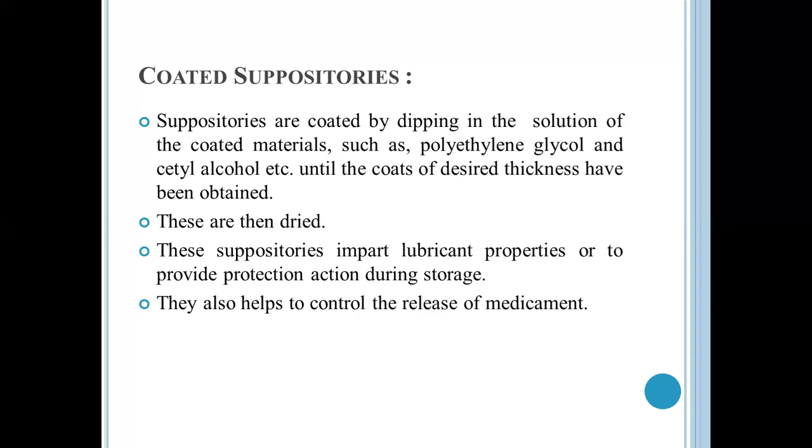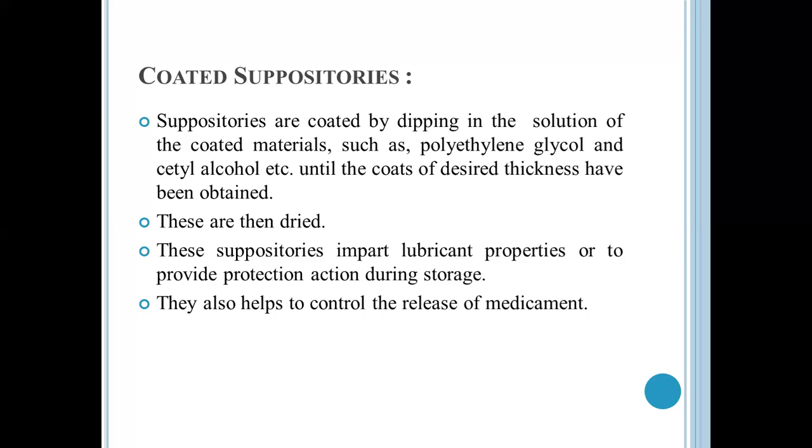So lubricant action. What is meant by lubricant? Lubricants are the substances that help to reduce friction between surfaces and ultimately reduce the heat generated when the surfaces are moved. The suppository action is lubricant action. Lubricant means these are substances that help to reduce the friction between surfaces. They impart lubricant properties and they provide protection action during the storage. When these are stored, at that time they provide protection action during the storage.